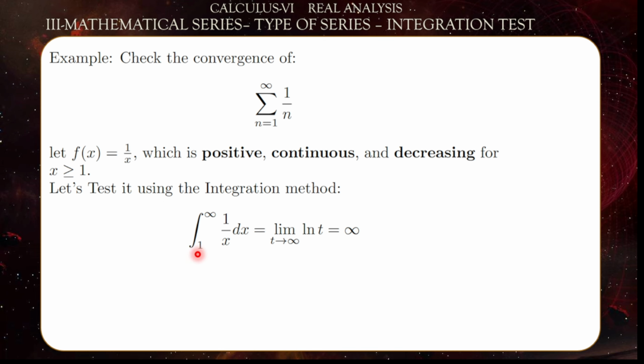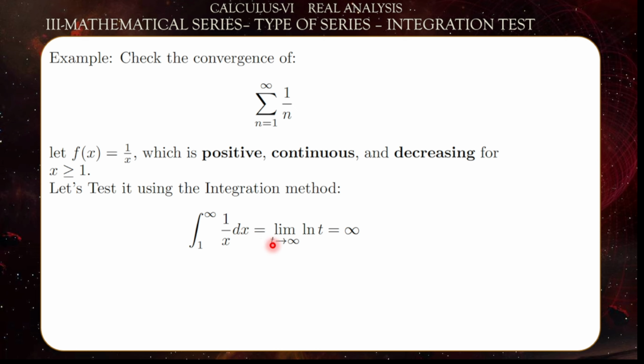The integral between 1 and infinity of 1 over x dx is equal to the limit, as t approaches infinity, of the integral from 1 to t of 1 over x dx. This is how we convert it to an improper integral.